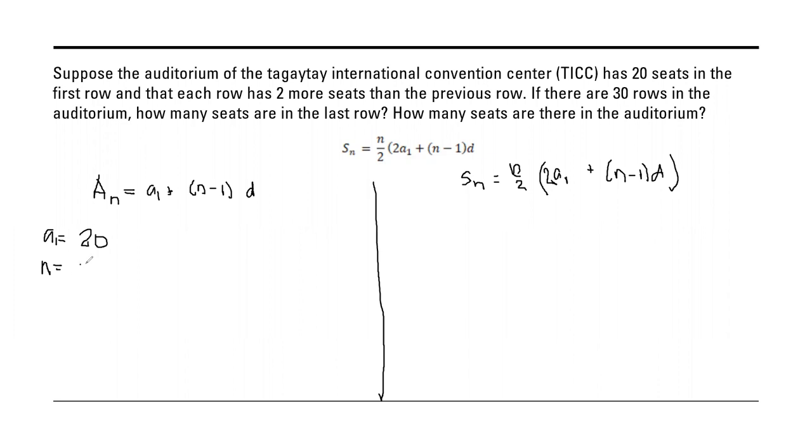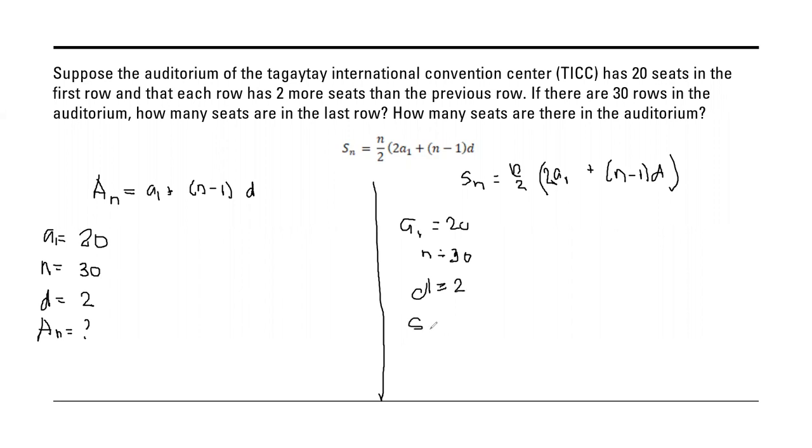30. That's 30 row. That's correct. So, what is our D? 2 po. Correct. So, ang nawawala natin ay A sub N. Technically, dahil nasa isang given lang naman sila, ganun din ang gagamitin natin sa kabila. A sub 1 is still 20. N equals 30. And D is equal to 2.